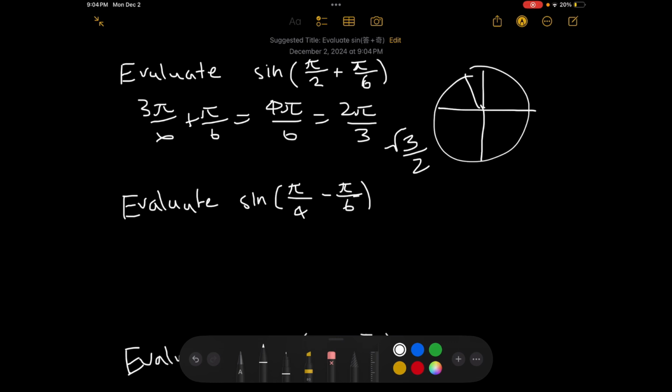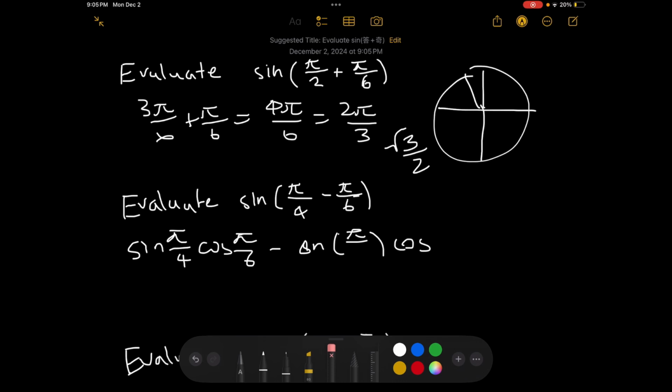Alright, let's evaluate sine of pi over 4 minus pi over 6. So we can plug this into our angle subtraction formulas. So this is sine of pi over 4 times cosine of pi over 6 minus sine of pi over 6 times cosine of pi over 4.